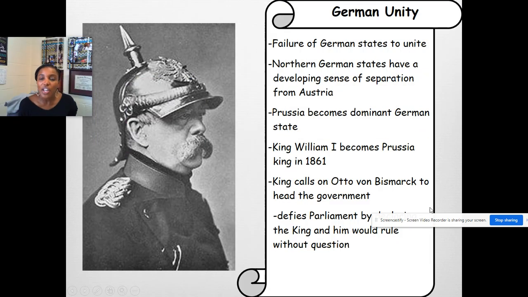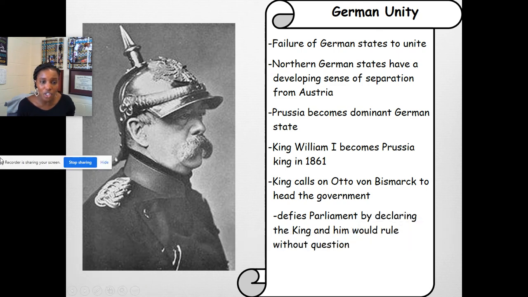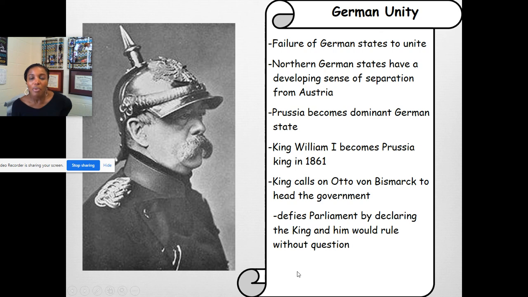German unity. The failure of the German nation states to unite was kind of disappointing. But northern German states have a developing sense of separation from Austria. They're kind of feeling a pull or a difference from them. So Prussia becomes a dominant German state. Go ahead and highlight that. And whenever after I say highlight, you can stop and highlight and then push play again. King William I becomes Prussia's king in 1861, and he calls on Otto von Bismarck, highlight, to head the government and try to stir a lot of this German unity.